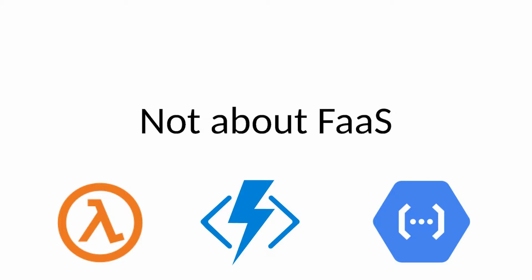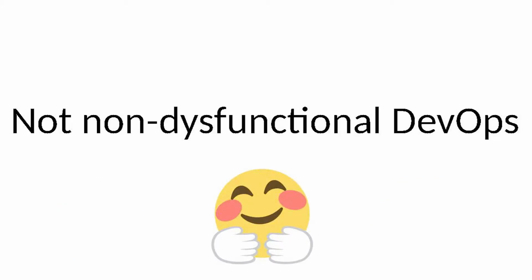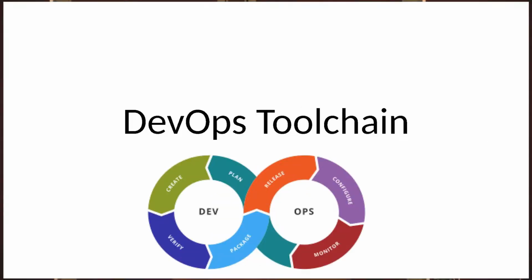AWS Lambda, Azure Functions is cool stuff. It's very relevant, but it's not the topic of today's talk. This talk is also not about non-dysfunctional DevOps or avoiding or fixing dysfunction in DevOps teams. Josh Atwood already covered that far better than I ever could. This talk is about functional programming in the DevOps toolchain.